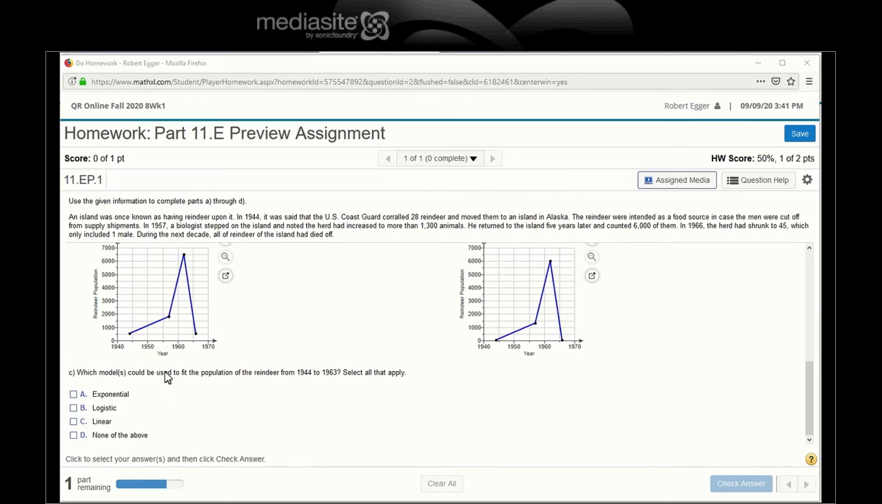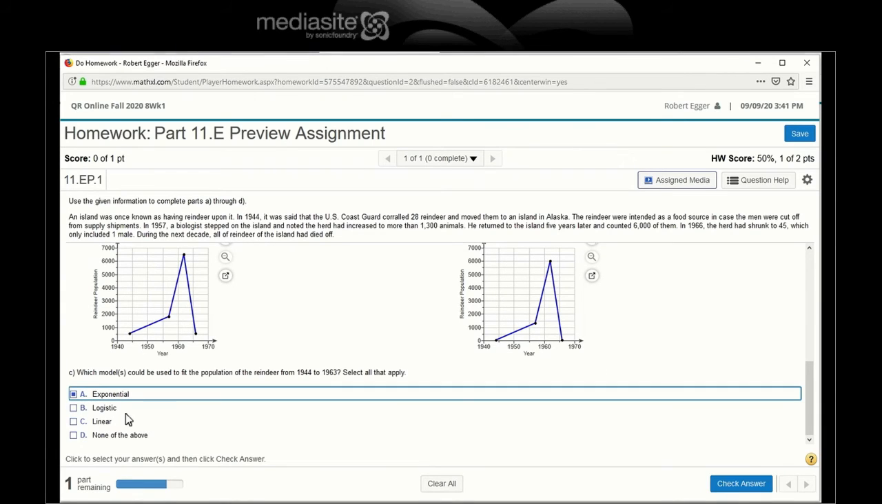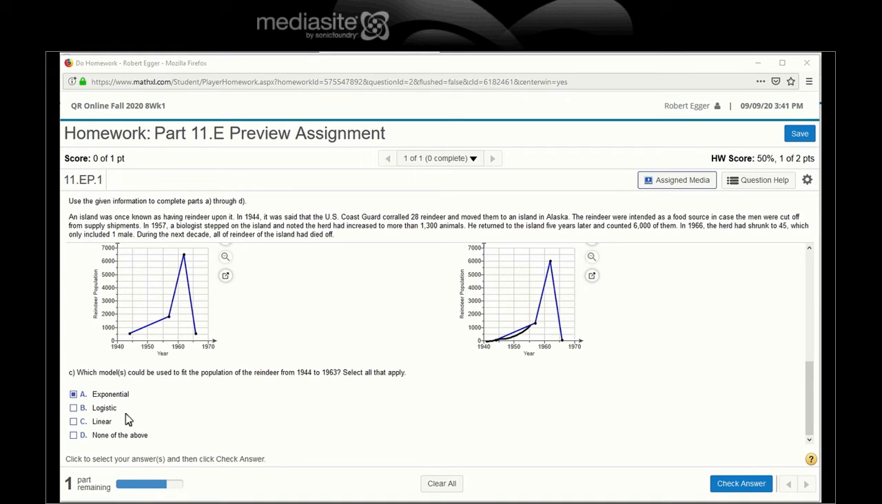And which model would be used to fit the population in the range of 44 to 63? Okay, so here's our population, 44 to 63. Select all that apply, and we call it exponential. And maybe eventually return to logistic.